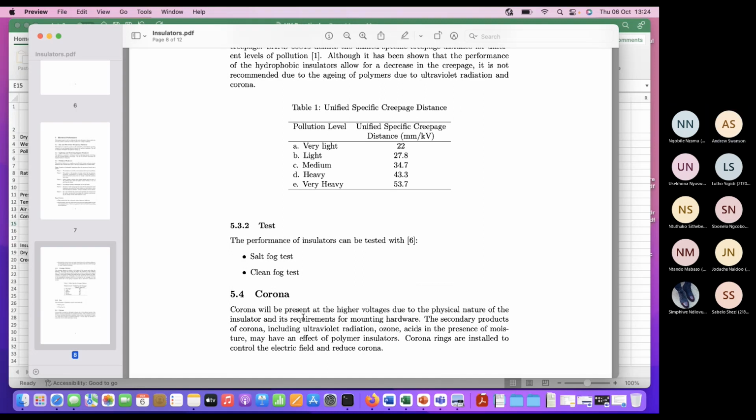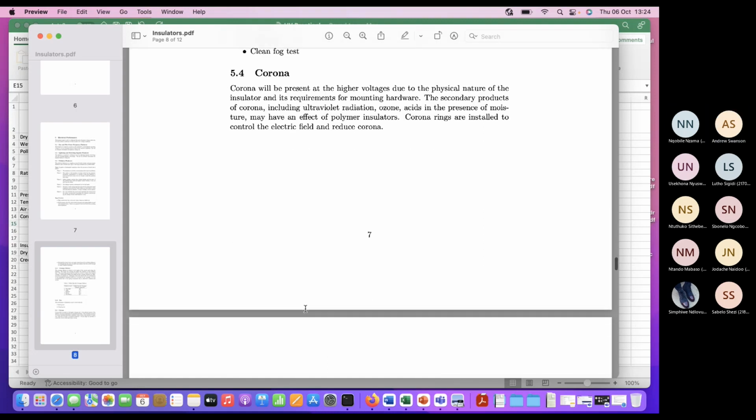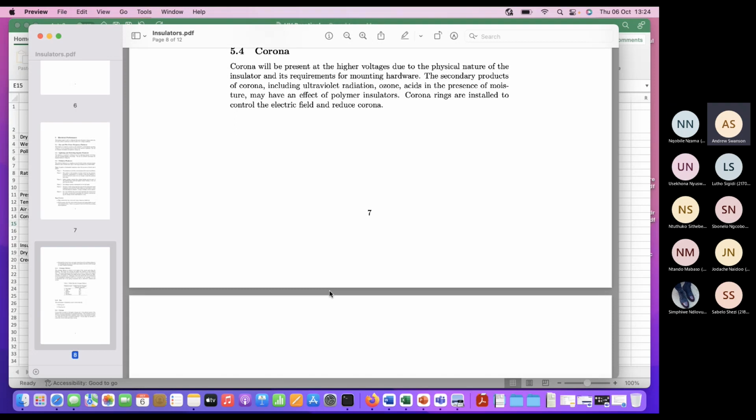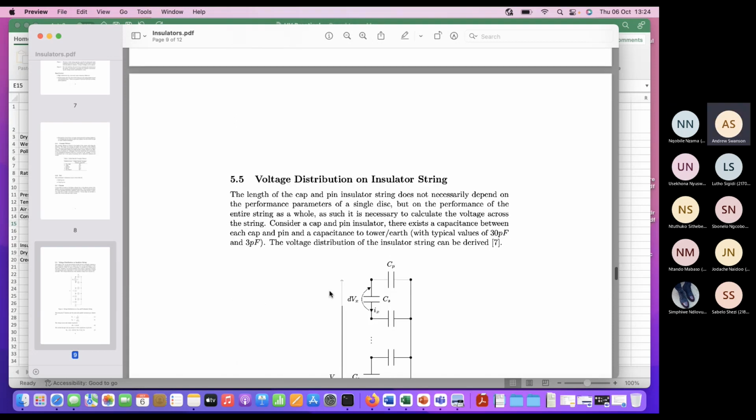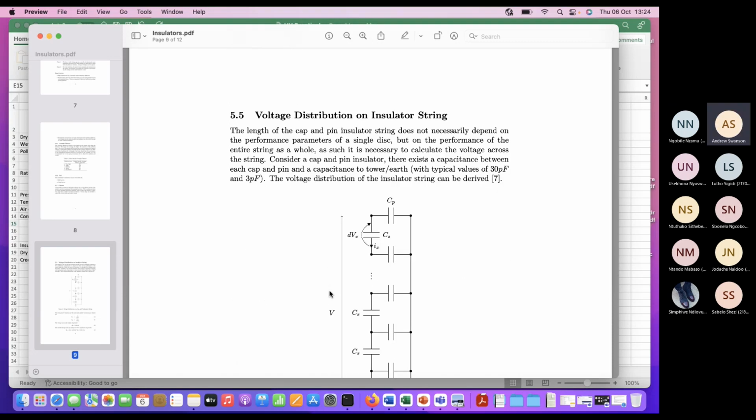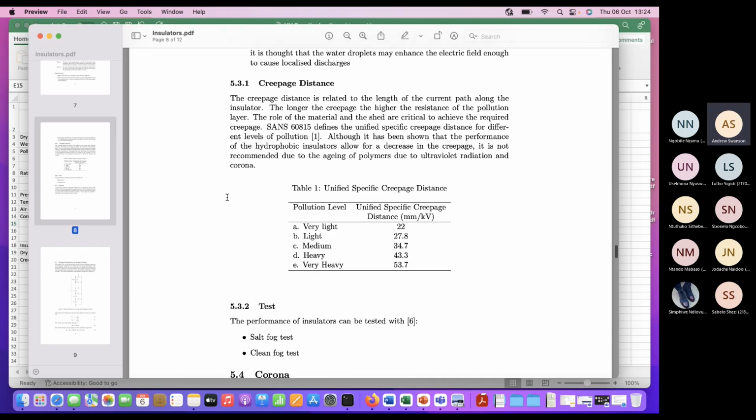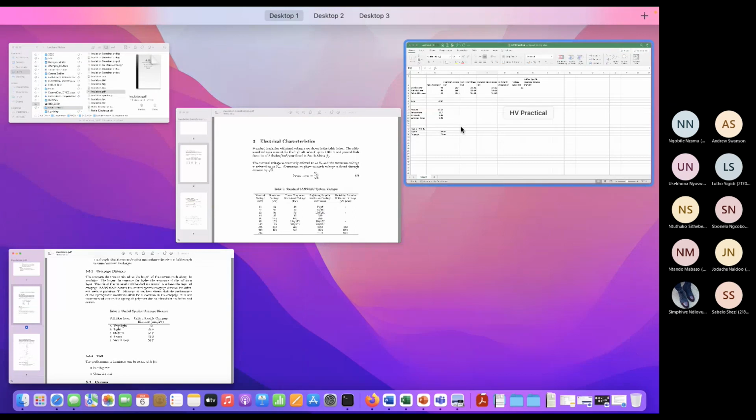Right. We did see some corona. You saw some arcing and some buzzing. So you definitely saw some corona. And then the voltage distribution on the insulator string is in the course notes. All right, so going back to the practical, I'll leave that table up.